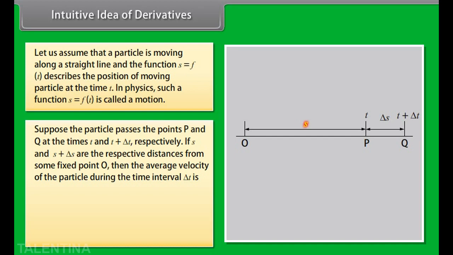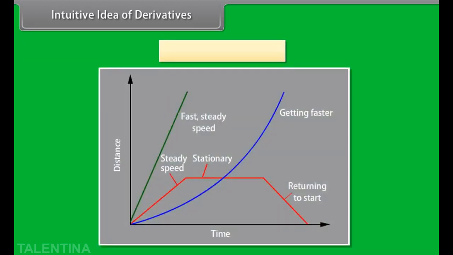If s and s + delta s are the respective distances from some fixed point O, then the average velocity of the particle during the time interval delta t is delta s by delta t, which equals f(t + delta t) minus f(t), whole upon delta t, which equals distance travelled upon time elapsed. Below is the graph of distance versus time.